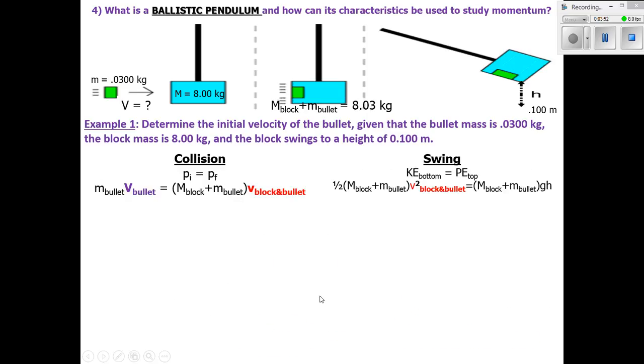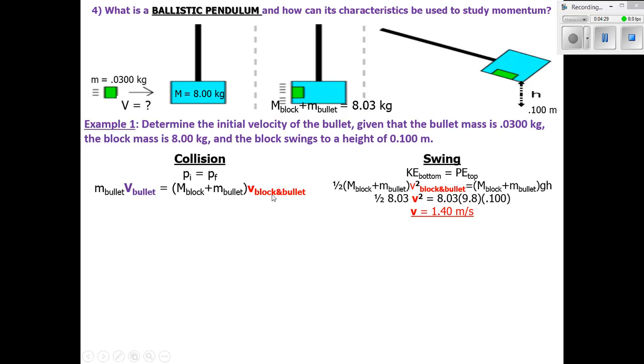So let's actually plug our numbers in now that we have all the relevant information gathered. I'm going to start on the swing side. I'm going to put in 1/2 my combined mass, which is 8.03, times the velocity squared, equal to the combined mass again, times acceleration due to gravity, times the height. Find my velocity. Of course, don't forget to take the square root when you find your velocity. So the velocity of the bullet and the block after the collision is 1.4 meters per second. That represents the speed of the two right here after the collision.